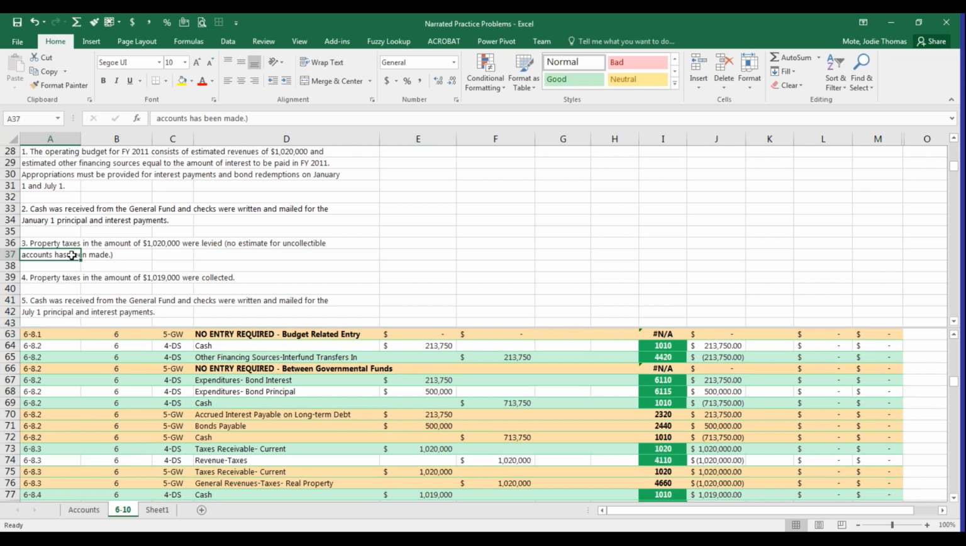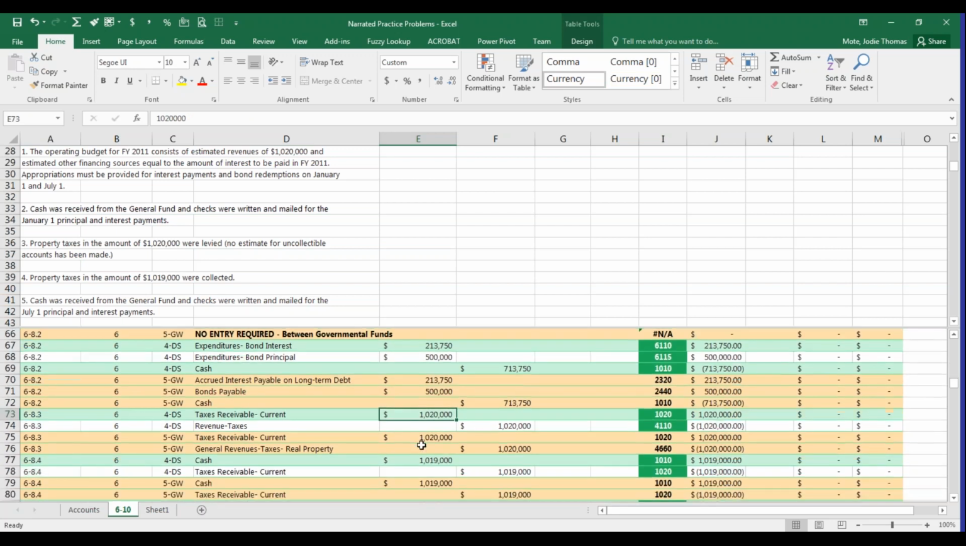All right, number 3. This one's easy. Property taxes in the amount of $1,020,000 were levied, and they didn't make an estimate for uncollectibles. Okay, so it's all going into taxes receivable and revenues. A debit to taxes receivable current for $1,020,000, and a credit for the full amount, again because there's no estimated uncollectible, for $1,020,000. And the entry looks exactly the same in the government-wide journal. You're just debiting a different sounding account. General revenues, taxes, real property.